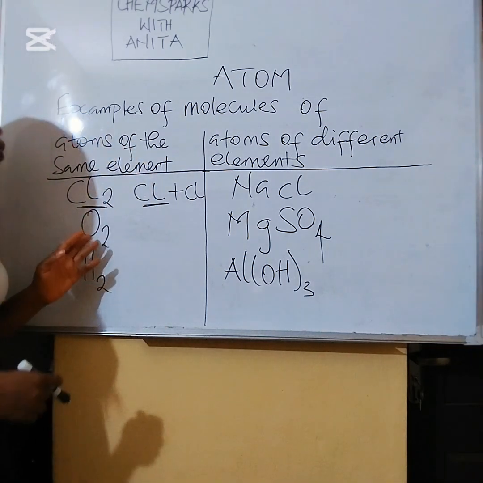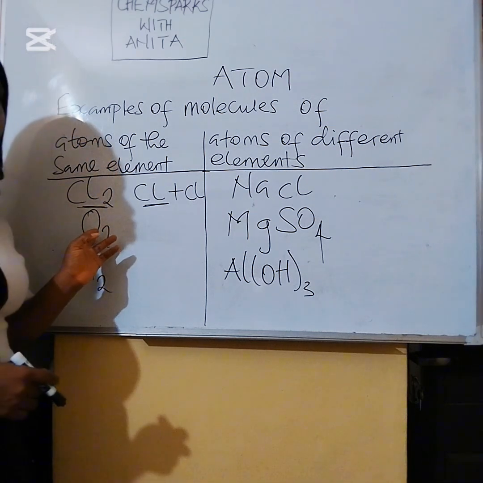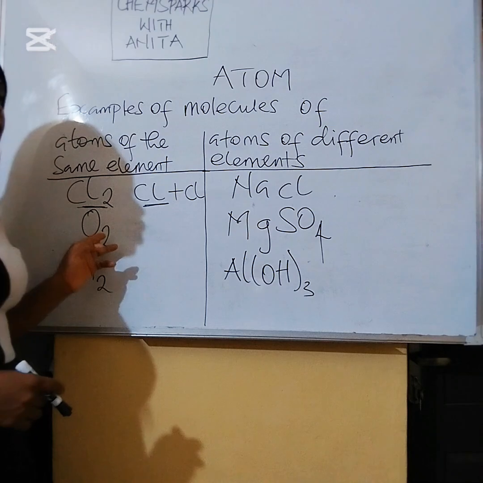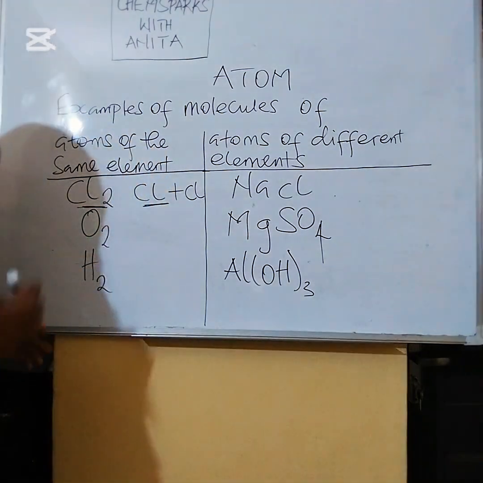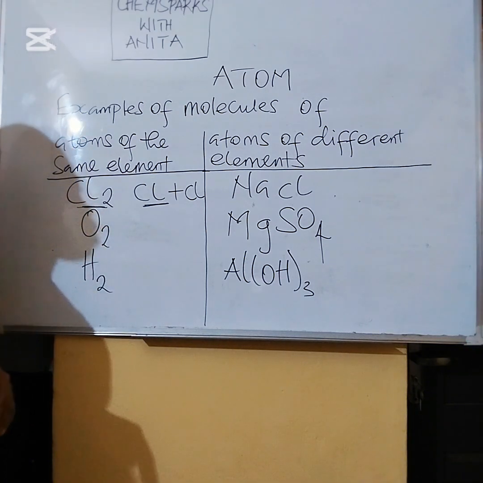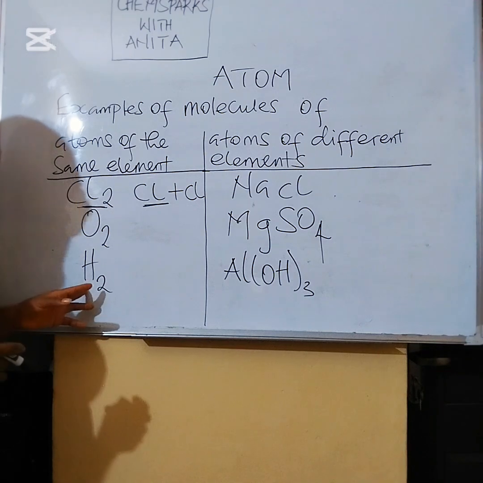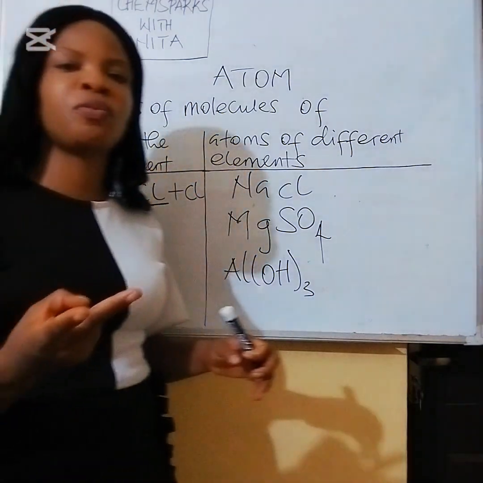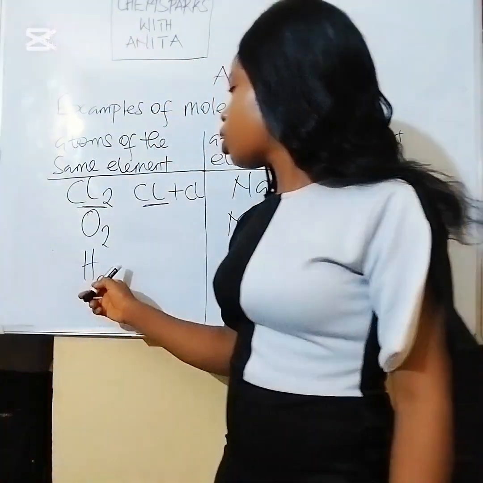Another example of a molecule of atoms coming from the same element is oxygen. This is oxygen gas, a molecule of oxygen gas. This molecule of oxygen gas is made up of two oxygen atoms. The next example is hydrogen. Hydrogen, we have two atoms of hydrogen that pair together to form what?